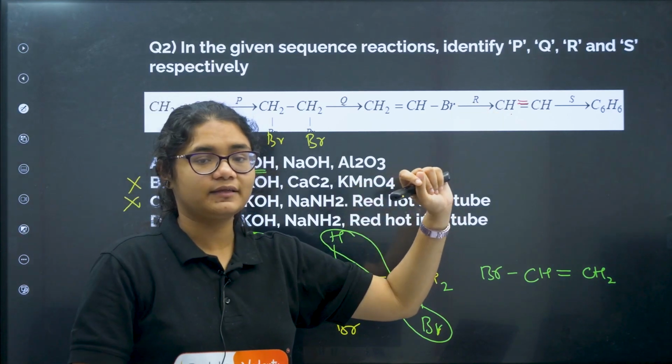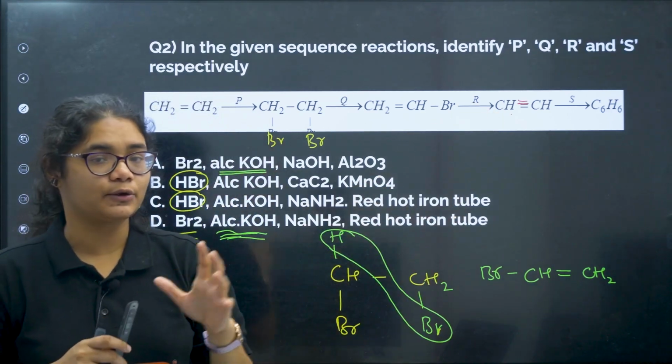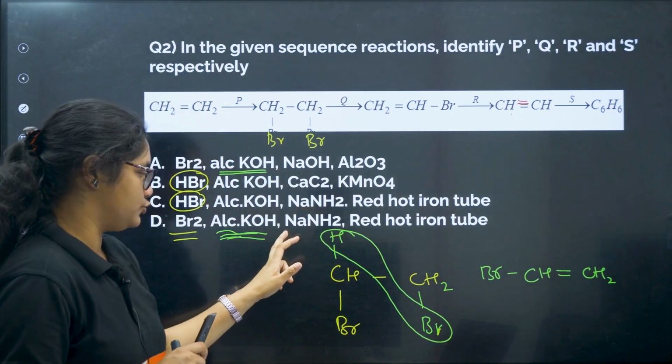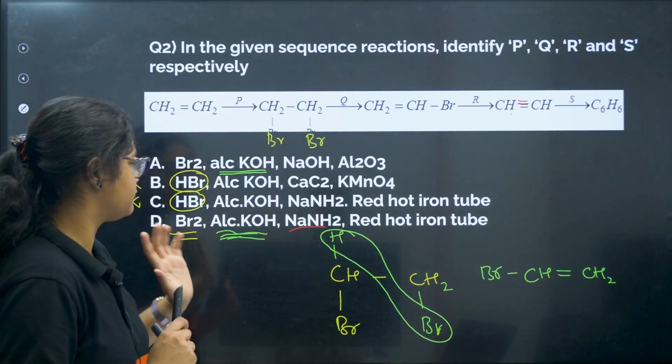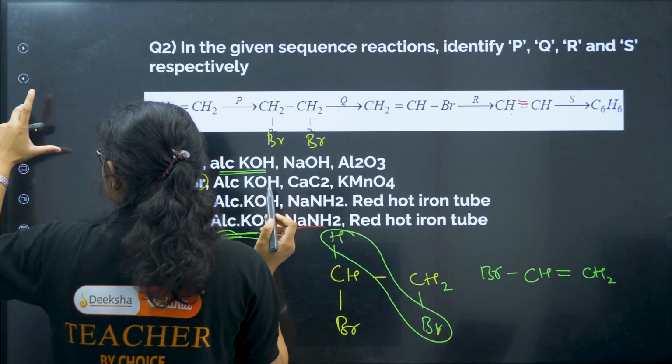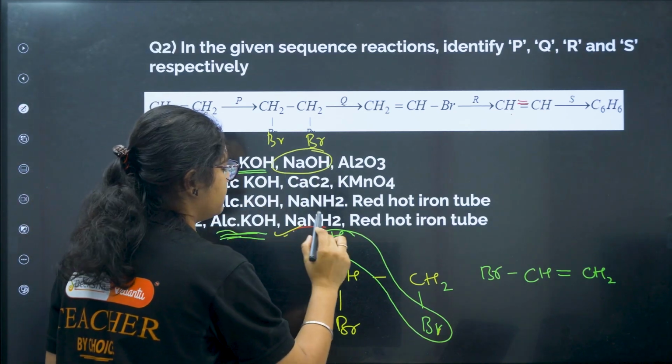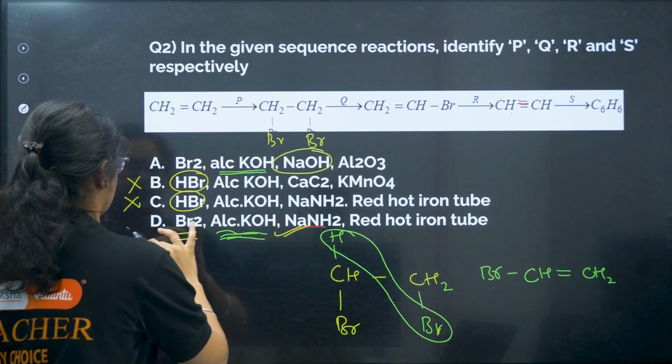So to remove another HBr, we cannot use alcoholic KOH again. We use sodamide, NaNH2. So this is what we have to use. But here you see this is NaOH, right? That will not work here, but this one will work. So that is why the answer is option D, definitely.